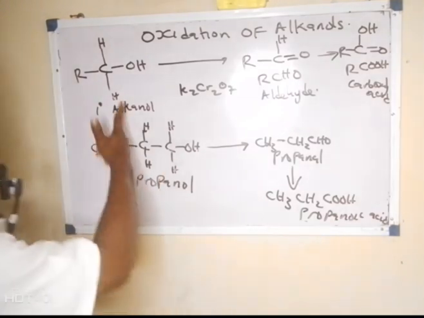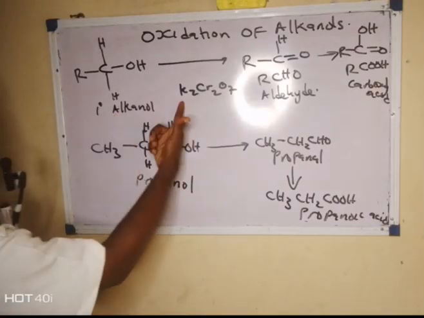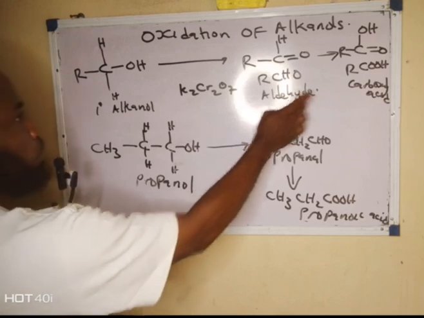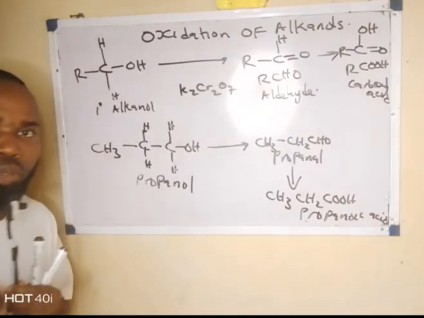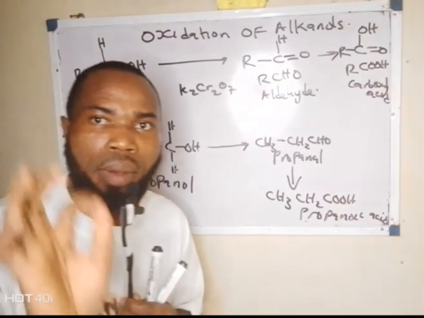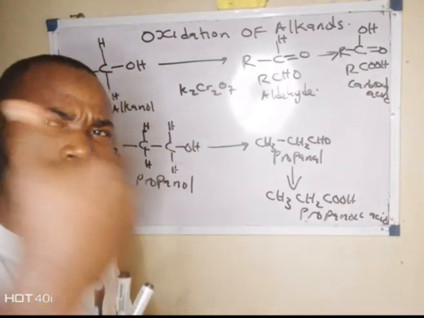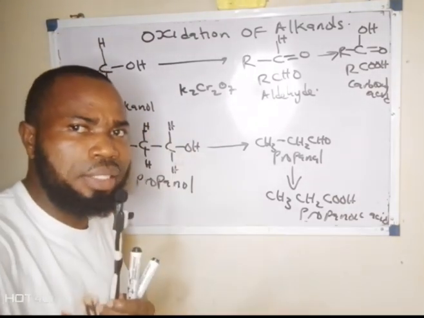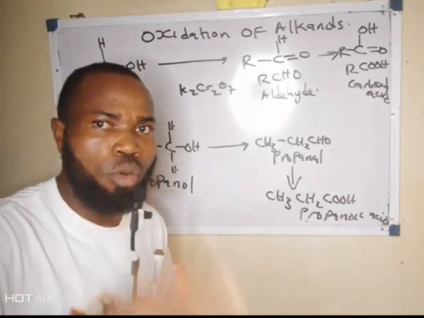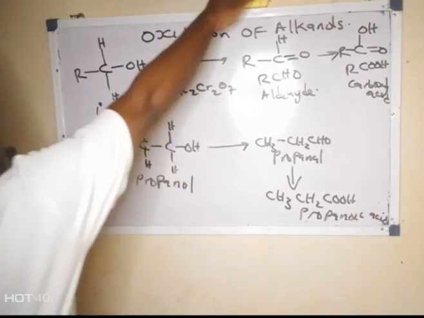If I oxidize a primary alkanol partially, it forms an aldehyde. Completely, it forms what? A carboxylic acid. Now that is for primary alkanols. Well, what about secondary alkanols? If I oxidize it, what will it form? What about tertiary alkanols? We quickly look at that instantly.